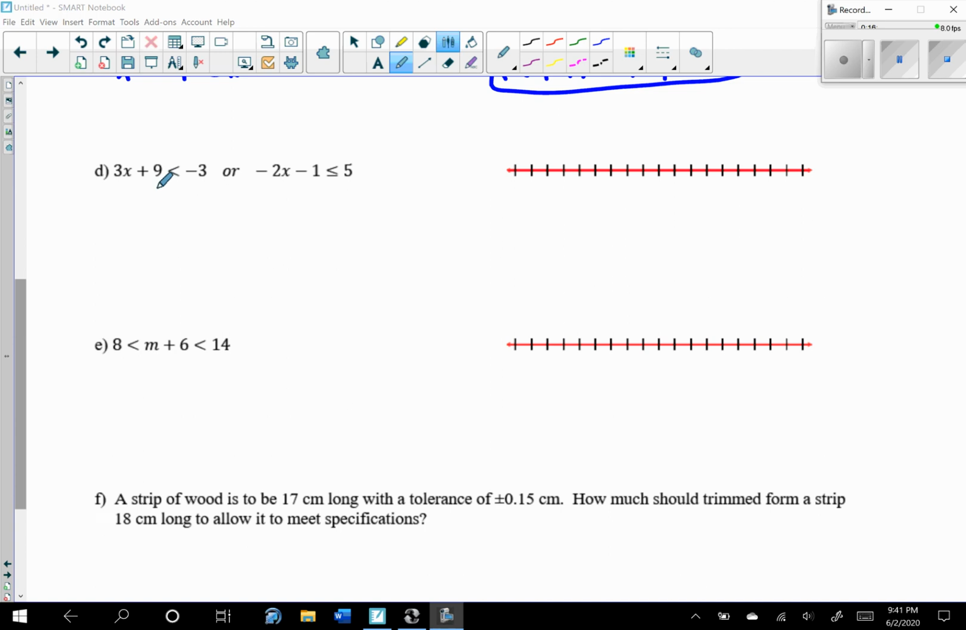All right, so for the next one, go ahead and solve. So the first thing we want to do is subtract the 9.